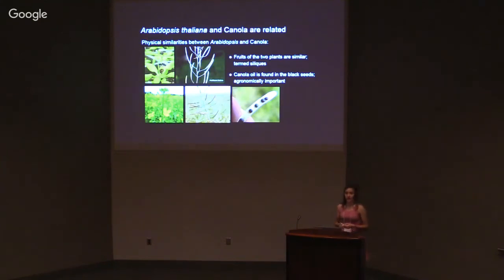It's really important to understand the development and growth of these fruits in depth, because canola oil is extracted from the black seeds found within the fruits of the canola plant. And so we can use Arabidopsis as a model to help us understand the development of these fruits.